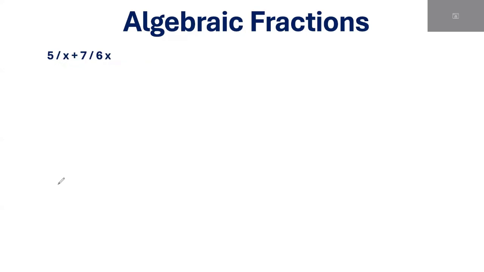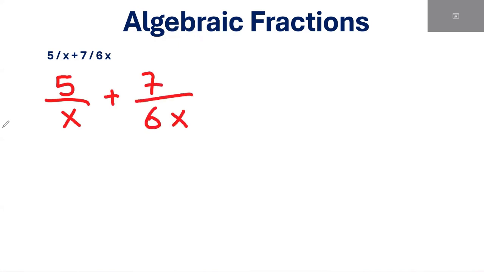Five divided by x plus 7 divided by 6x. Let's see how to solve this. Five divided by x, 7 divided by 6x. 6x multiplied by x. What is the LCM? 6x multiplied by x.